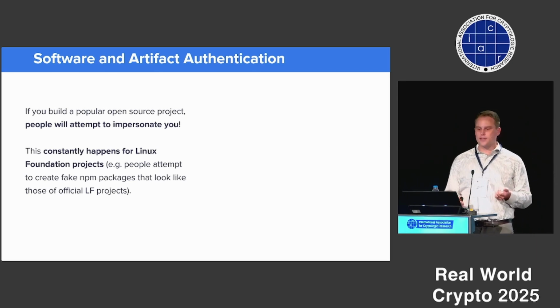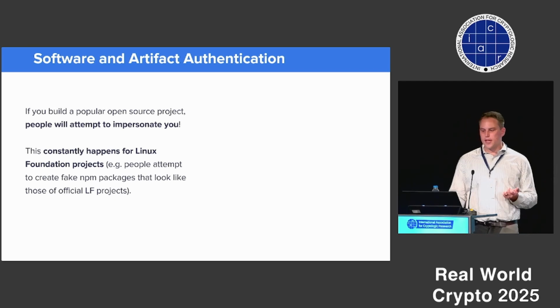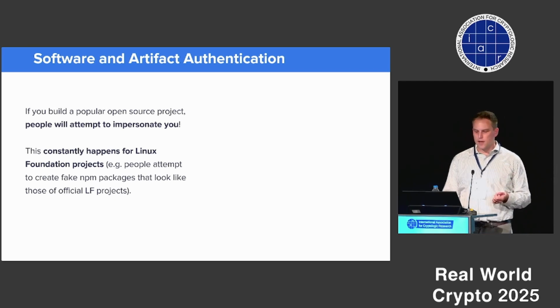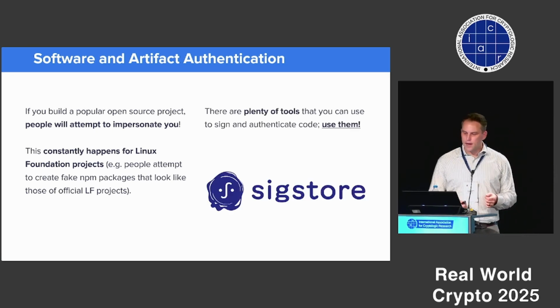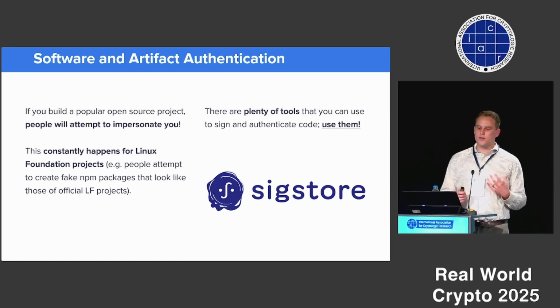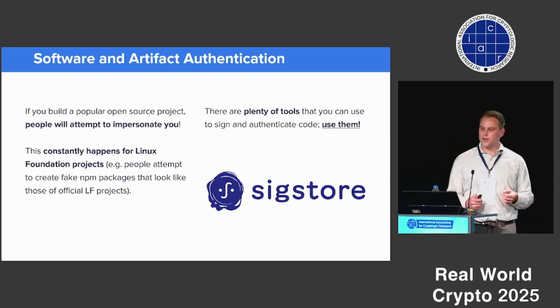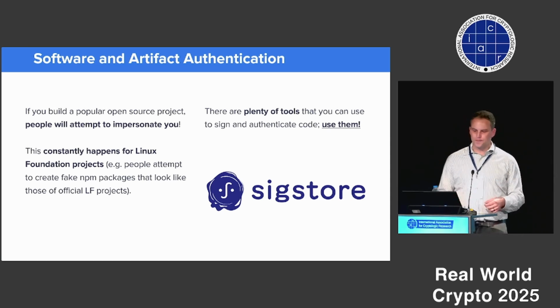And finally, I'll say that if you build a popular open source project, people will attempt to impersonate you. This constantly happens to LF projects. I had to deal with a somewhat clever NPM impersonation this week even, and there are plenty of tools for this too. If you're not familiar with Sigstore, this is a great tool for this kind of thing that you can just use out of the box.